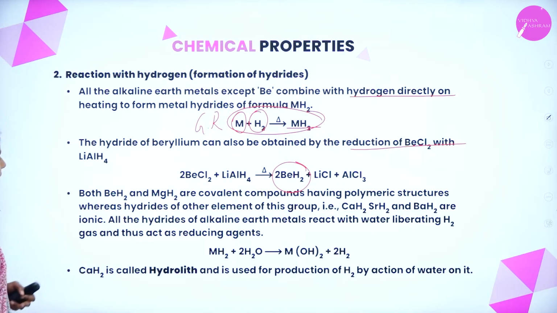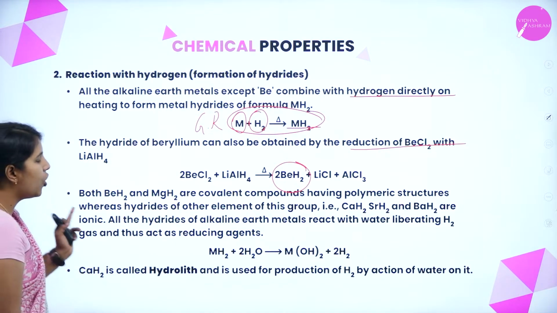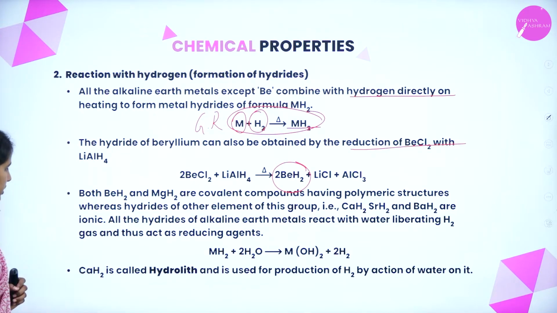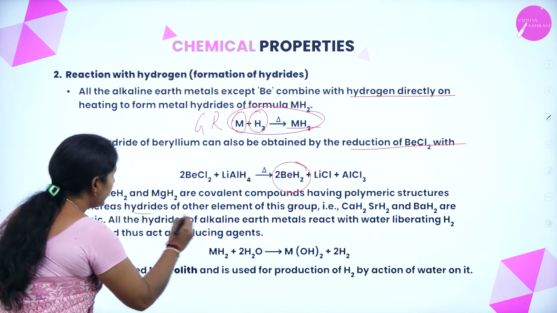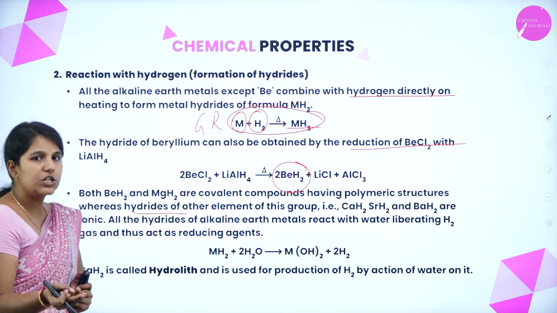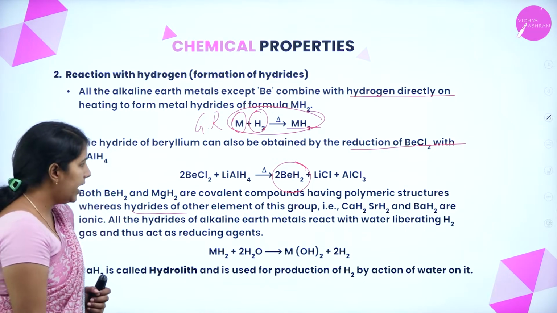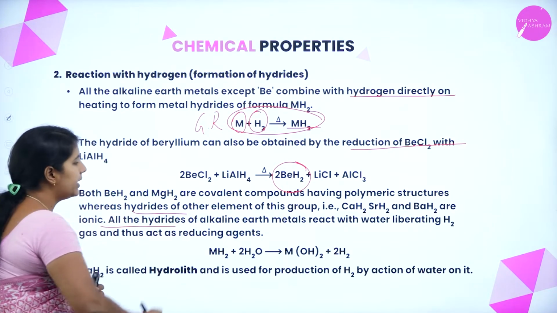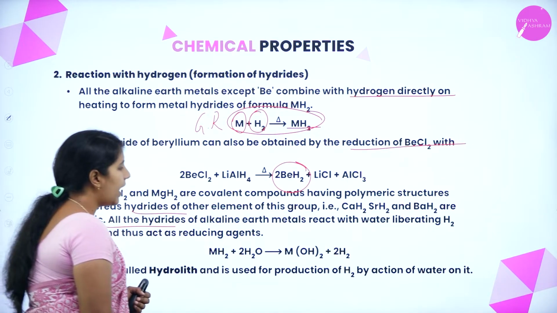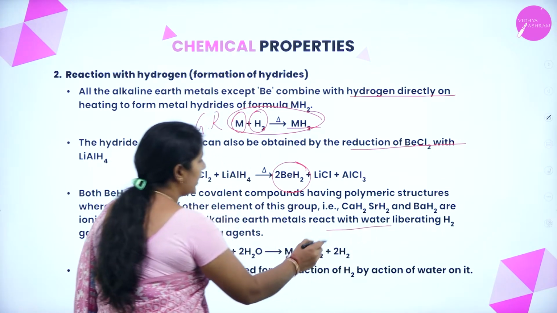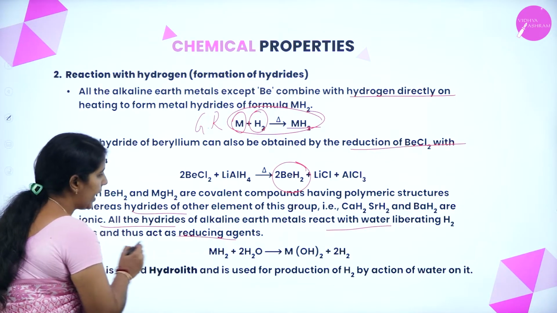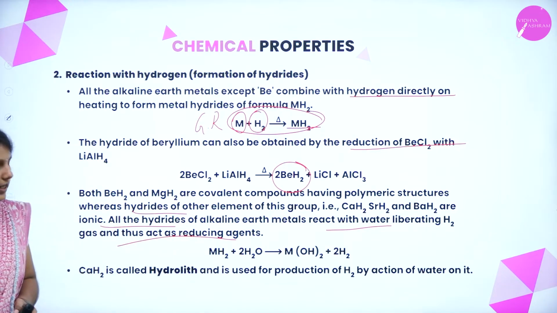So both beryllium hydride and magnesium hydride are covalent compounds having a polyatomic, polymeric structure, whereas the hydrides of the other elements, it may be strontium, calcium, or radium, are all ionic in nature. All the hydrides of alkaline earth metals, when they react with water, liberate hydrogen gas and thus act like a reducing agent.